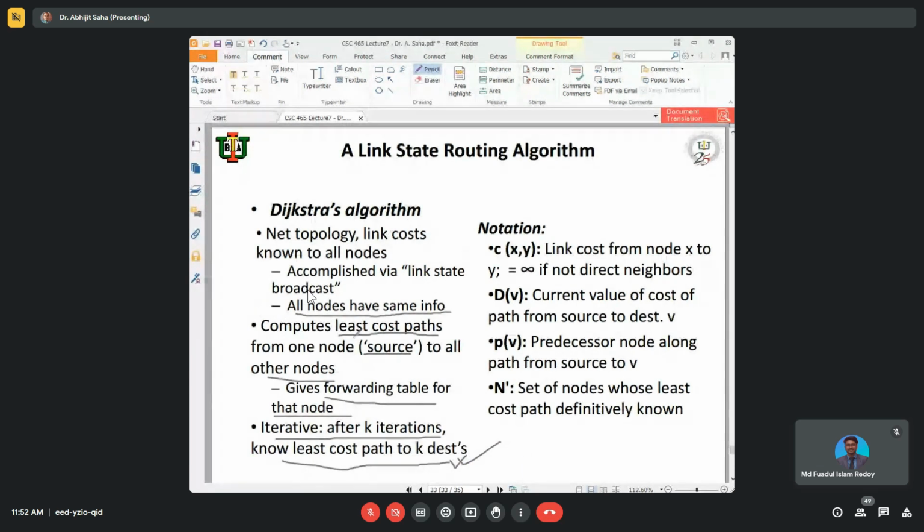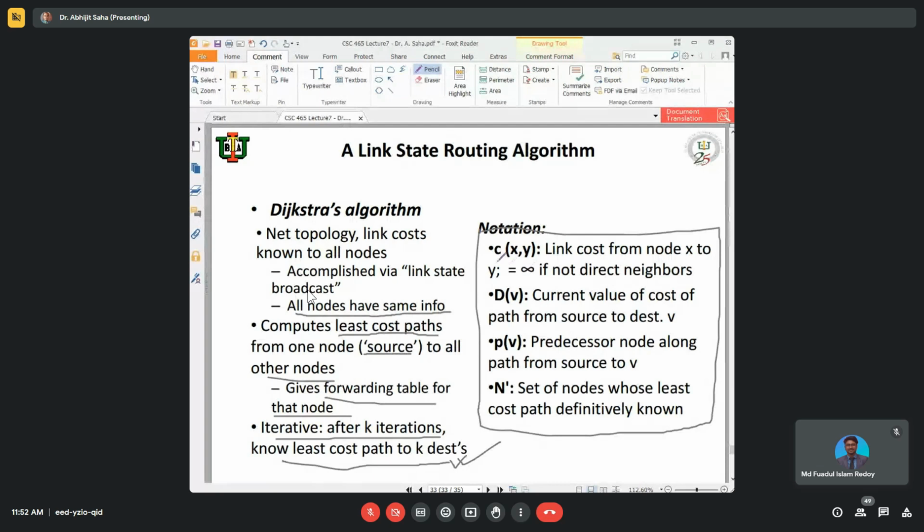Here, forget about the left part and come to the right part. This is the most important part that we need to understand. If you understand that, then it is going to be easy to understand how the Dijkstra algorithm works for finding the least cost path from the source to all other available nodes in the network.